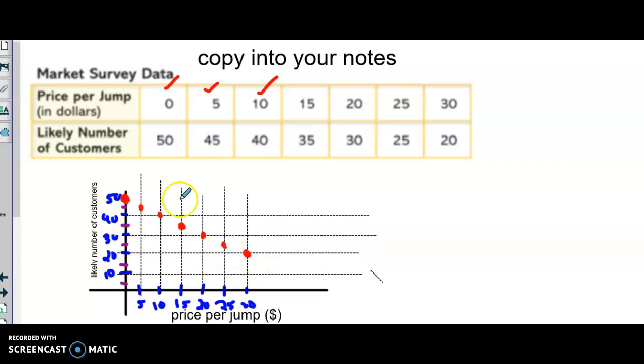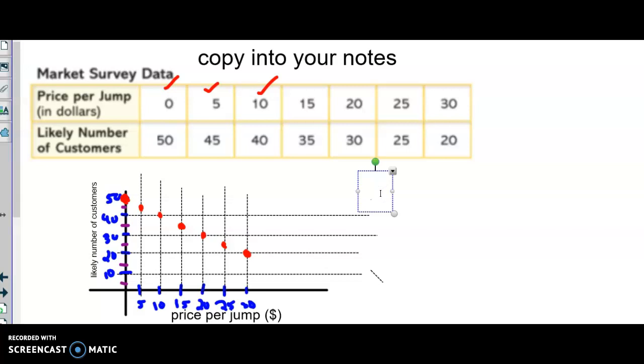Okay. We're just going to plot these points. We would connect them. You notice they make a straight line. There's a special name for that function. Maybe you remember it. If you don't, it doesn't matter. We're going to go through it. We'll review it in a minute, or we'll be reviewing it next week.